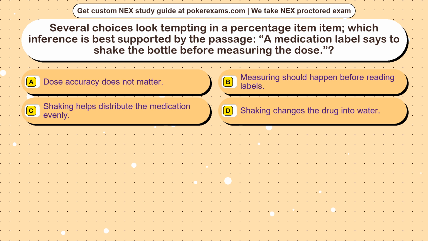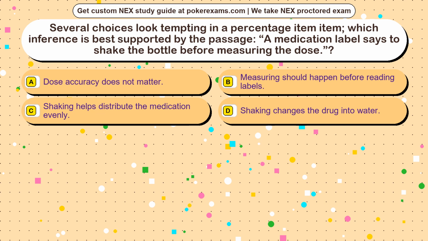Question 12. Several choices look tempting in a percentage item, which inference is best supported by the passage. A medication label says to shake the bottle before measuring the dose. Option A. Dose accuracy does not matter. Option B. Measuring should happen before reading labels. Option C. Shaking helps distribute the medication evenly. Option D. Shaking changes the drug into water.